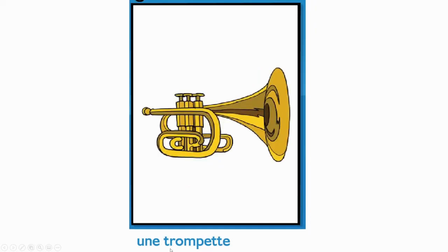Une trompette. Now again, it's nice and easy to remember what this word means in English because it's a cognate. A trumpet. Well done. Can you shout out, is it masculine or feminine? Go. Well done if you said feminine. It's got an E on the end. Une trompette. Can you repeat that word? Great job.